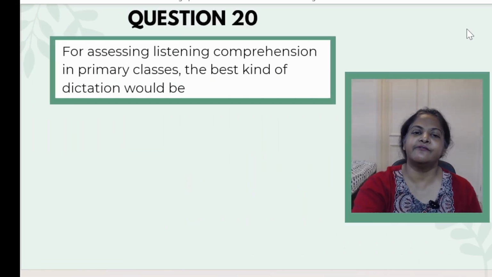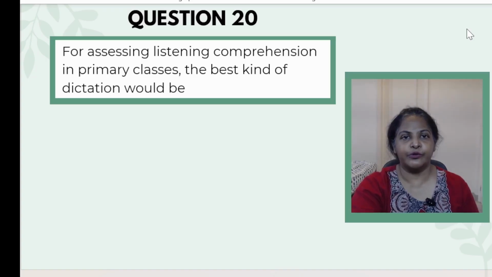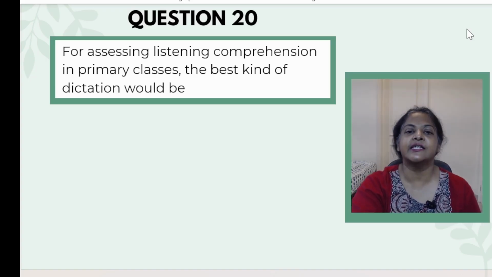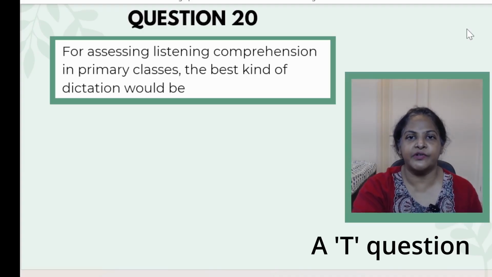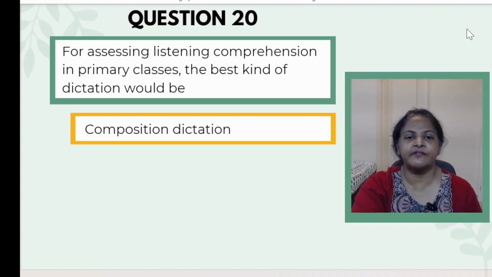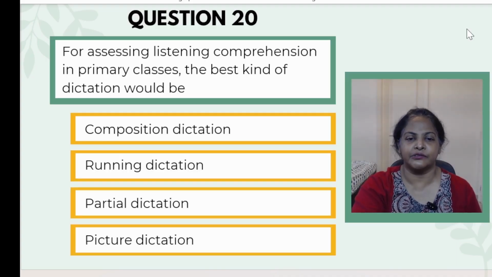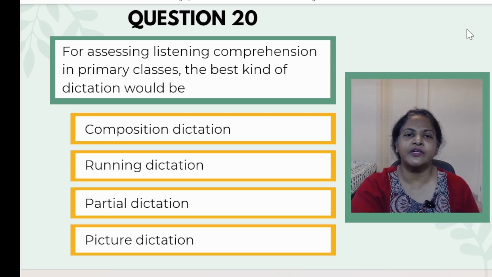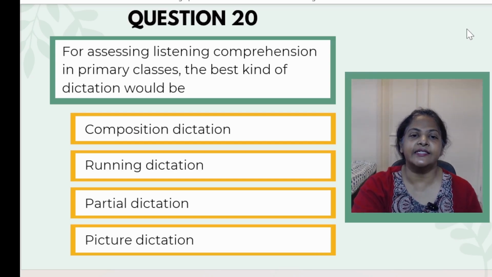Question 20 is for assessing listening comprehension in primary classes. So we know what the teacher is doing. She is assessing listening comprehension in primary classes, the best kind of dictation. So again, the type of dictation is being asked. So options given are composition dictation, running dictation, partial dictation and picture dictation. So you go through your framework and you look at what is the learning outcome. So intended learning outcome. We want to assess listening comprehension in primary classes.